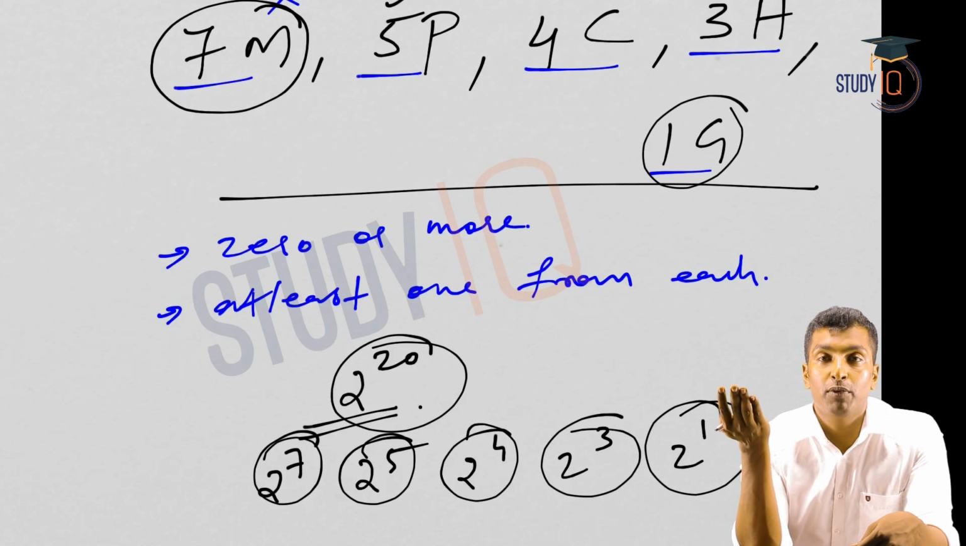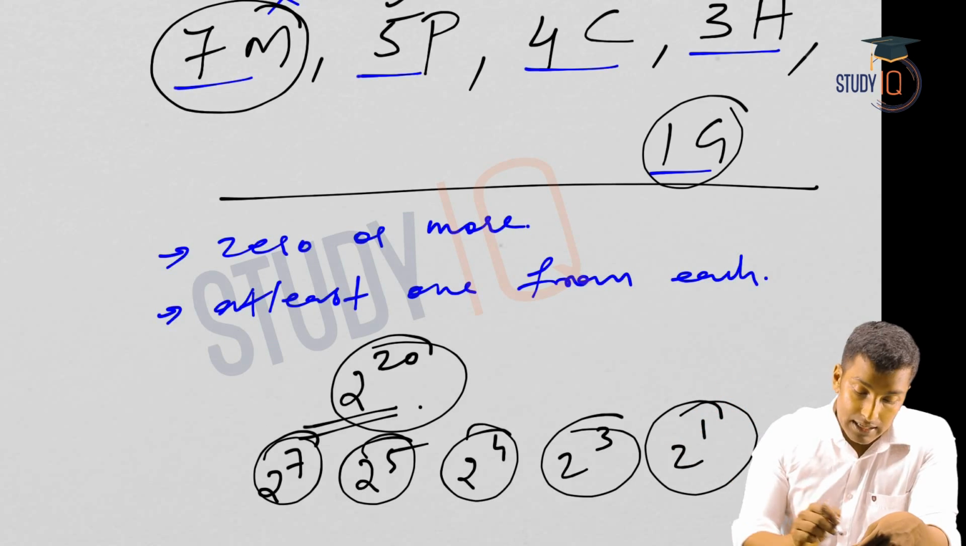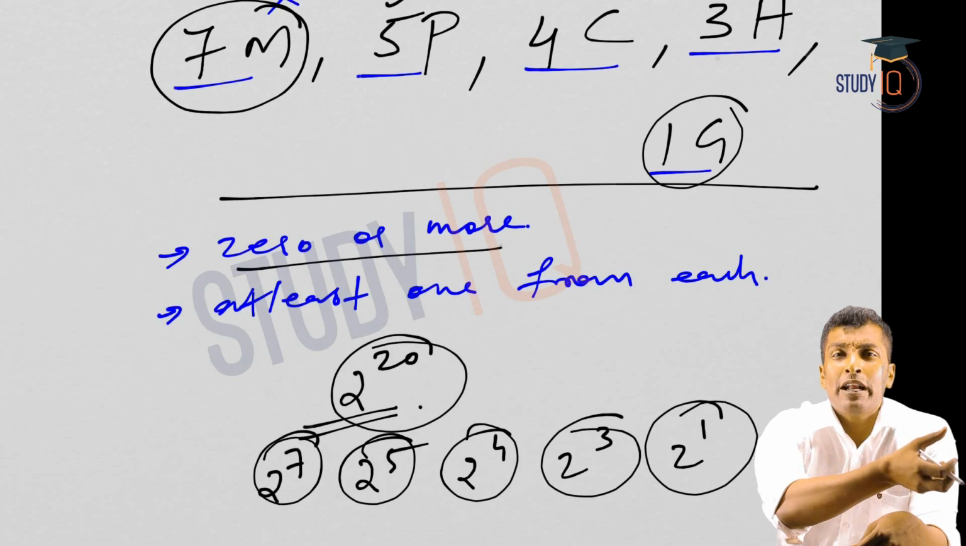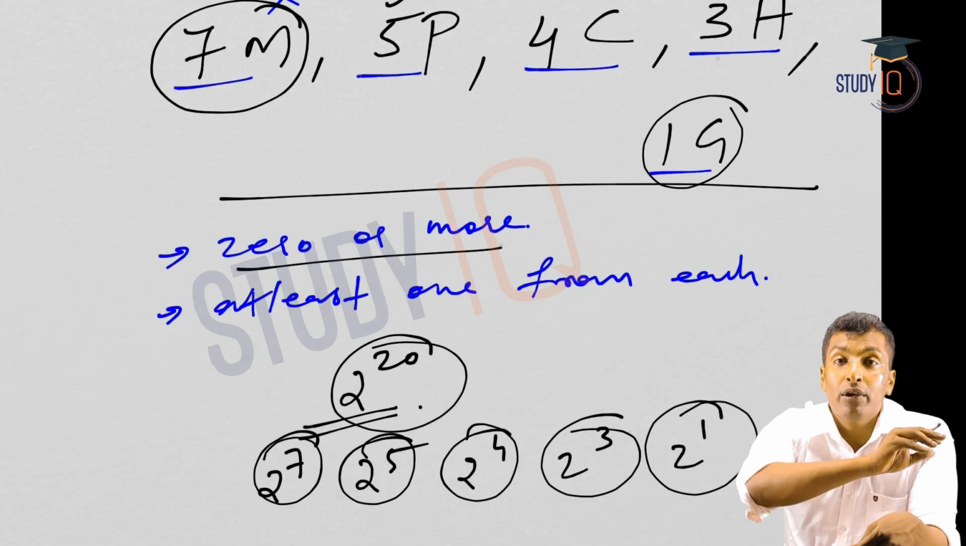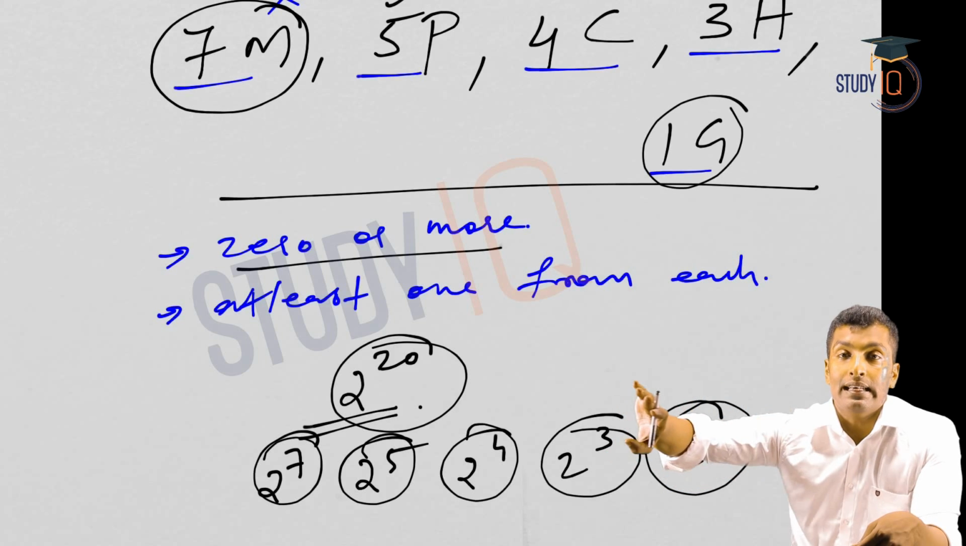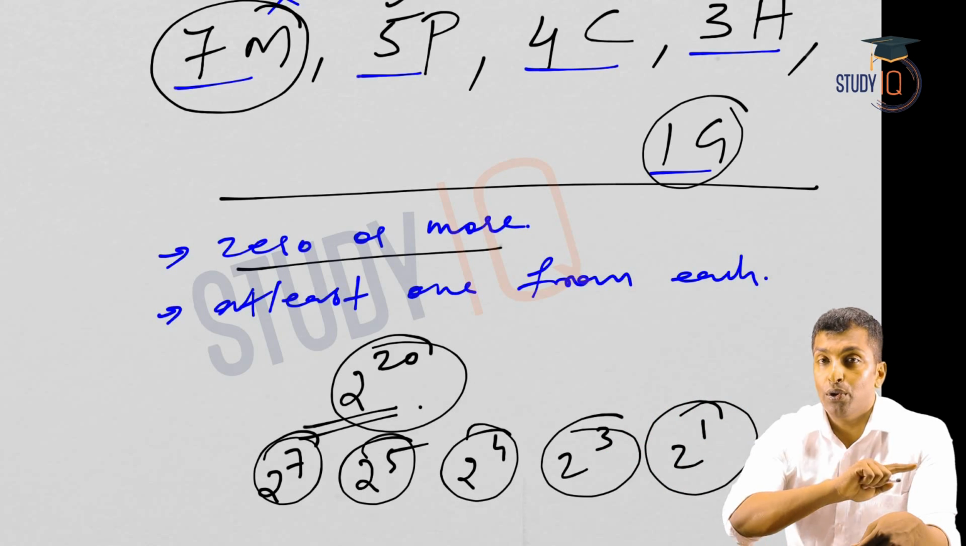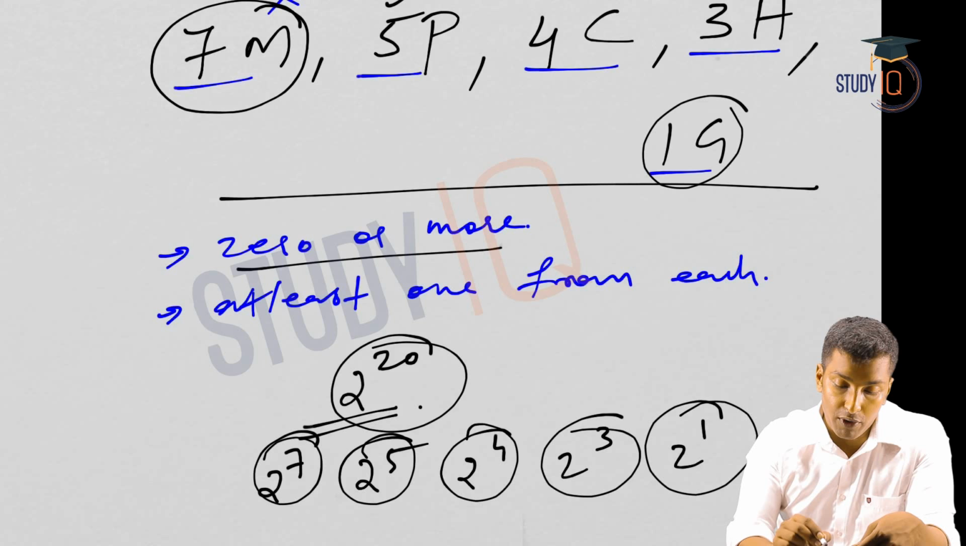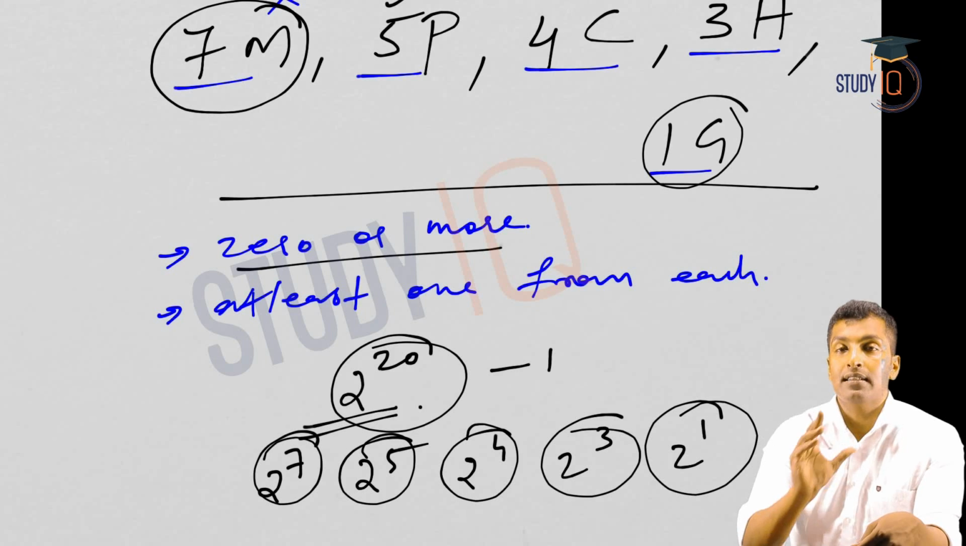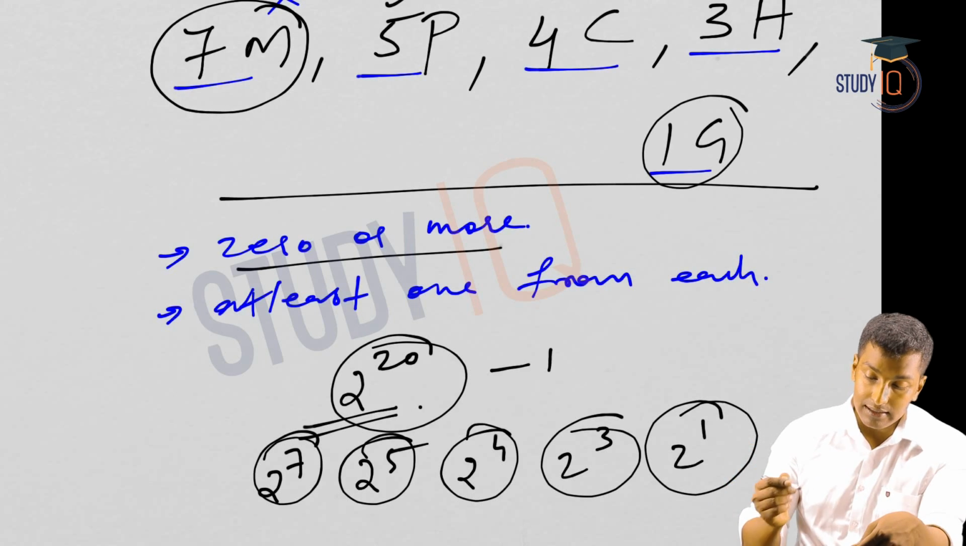You need to have a collection of books. If you're not selecting anything, that is a liberty. 0 or more means from a particular category, if you don't want to select, you can skip it, but you cannot exercise that in all the cases. You need to get some collection. So there is a possibility that all can be 0. You remove that, which means minus 1. So your answer is 2 raised to 20 minus 1. That is how you are getting it.